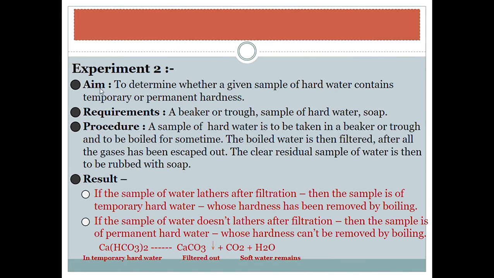Then there is another experiment. Aim: to determine whether a given sample of hard water contains temporary or permanent hardness. Requirements: the same things, a beaker, a sample of hard water, and a soap. Procedure: a sample of hard water is taken in a beaker and boiled for some time. The boiled water is then filtered. After all the gases have escaped, the clear residual sample of water is rubbed with the soap.